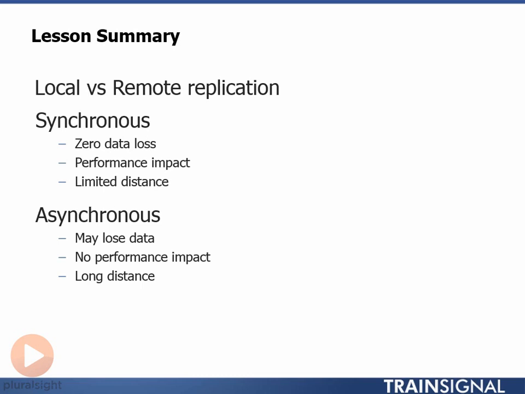Then we talked about a couple of important terms. First up was recovery point objective. RPO tells us how much data we risk losing, or the time to which we can recover a system relative to the time of a disaster. An RPO, let's say of 15 minutes, tells us that we can recover an application or a service to how it was 15 minutes before a disaster struck.